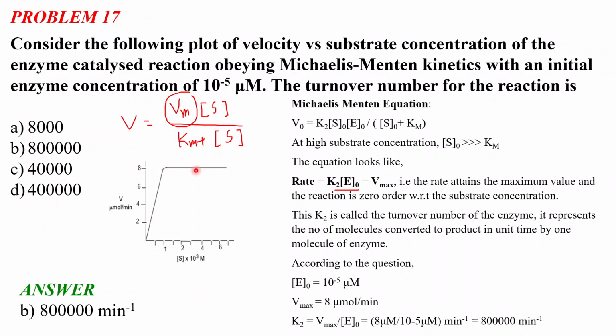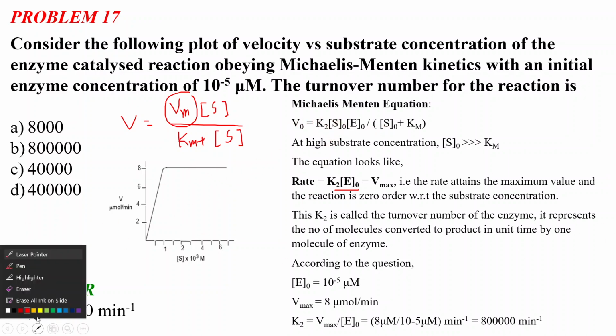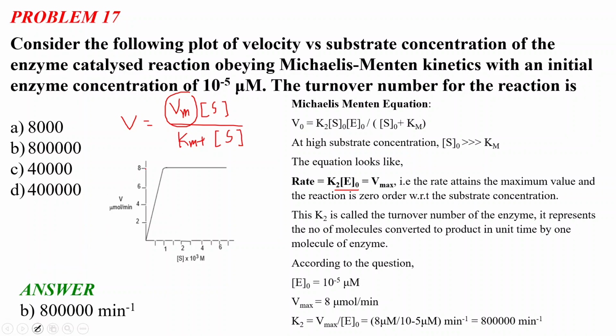So, this is the overall equation. At high substrate concentration, S0 is much greater than Km. When the substrate concentration is much greater than Km, we can neglect this Km, and then we have rate equal to K2 into E0 equal to Vmax. So, the rate attains the maximum value and the reaction is of zero order with respect to the substrate concentration.